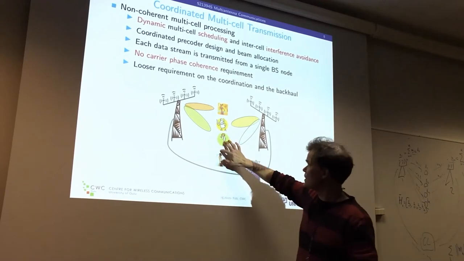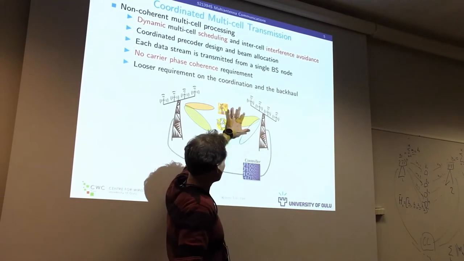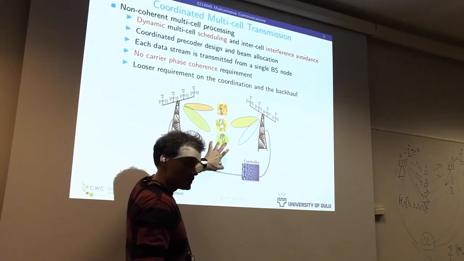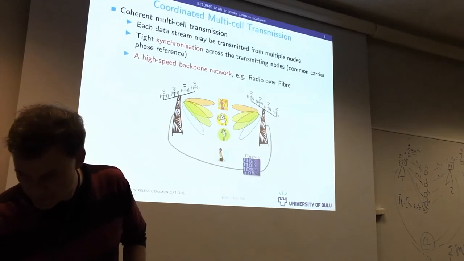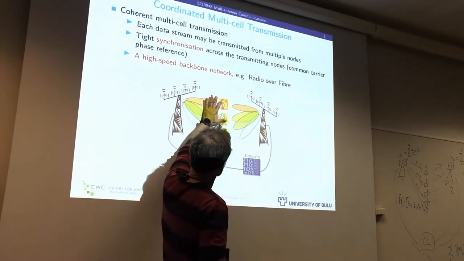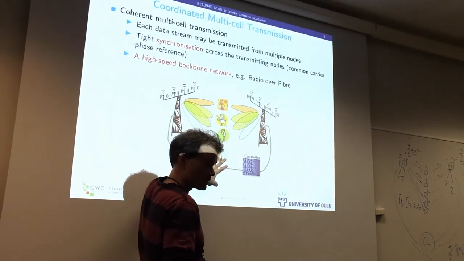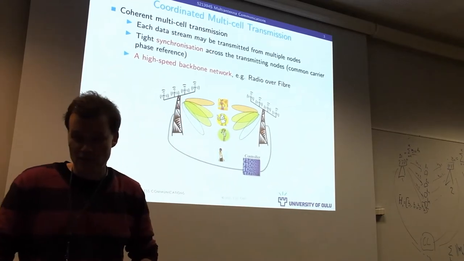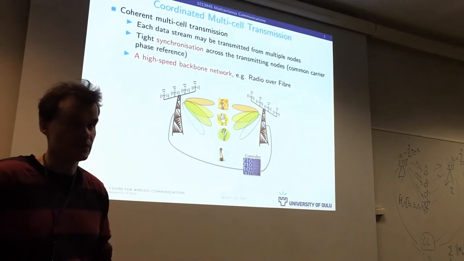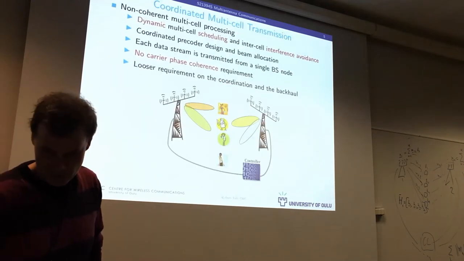Of course, the main difference here is that this is still not interference limited, because in both base stations we have enough degrees of freedom to serve all these four users. In the coherent transmission, in principle, we could double the number of users to 8, because we have 8 degrees of freedom. Okay, so in the high SNR regime, this can provide 100% throughput gain.